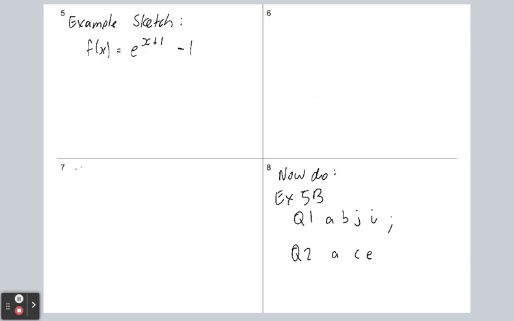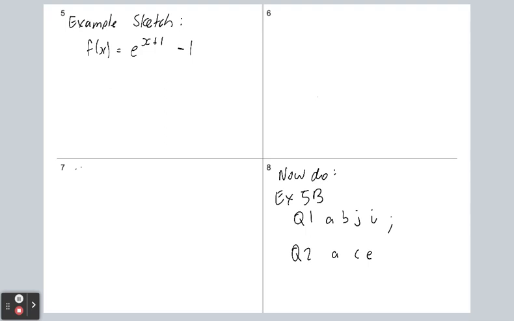Instead of having a y-intercept of, say, 3, your y-intercept might be e plus 2 or something like that. Okay, so it won't be a nice, neat number. It'll be an expression with an e in it. Let's have a look at that right now. So this is an example sketch.